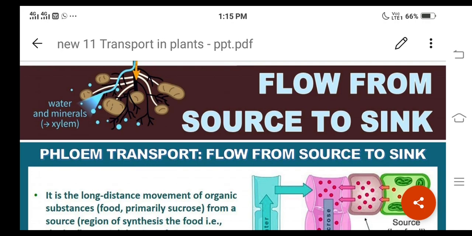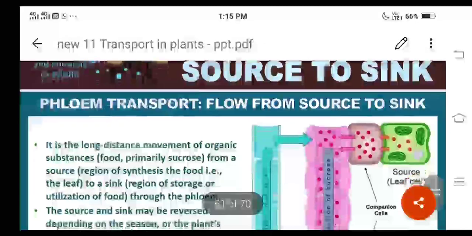And I told you we are going to study the two important terms here. One is source and another one is the sink, right? And remember, flow from source to sink.